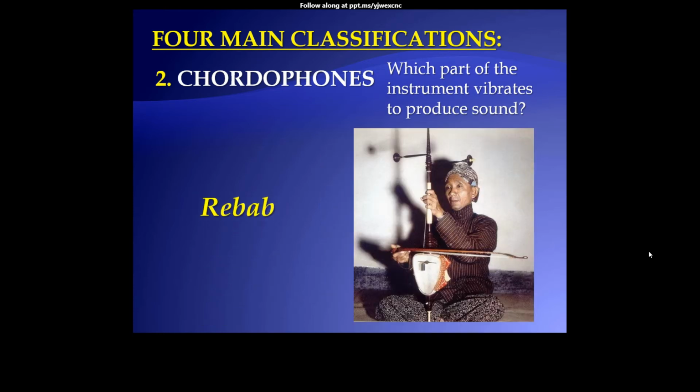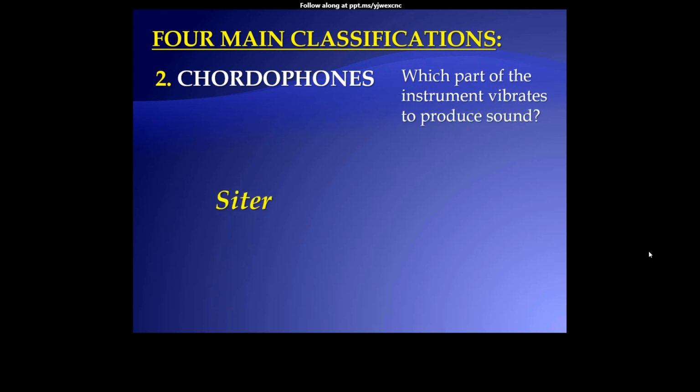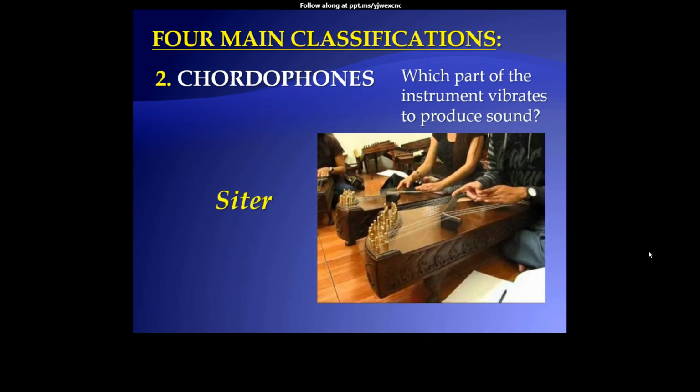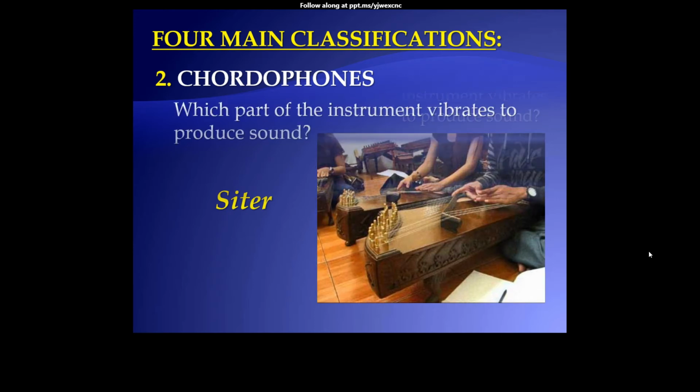The third one is rebab. Rebab is usually used in gamelan from Java. And the last one is sitar. Sitar is a string instrument from West Java and East Java, also known in Central Java.